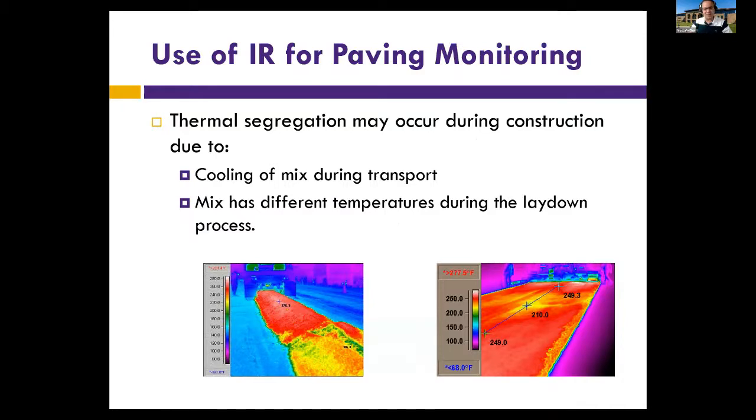This is another example. You can see here the mix that is being laid out by the paver is highly segregated because you have non-uniform temperature. In another picture shown on the right, you can see that there is a wide difference in temperature. At some location it's 249, at another location it's 210. So obviously there is a very high thermal segregation happening here.